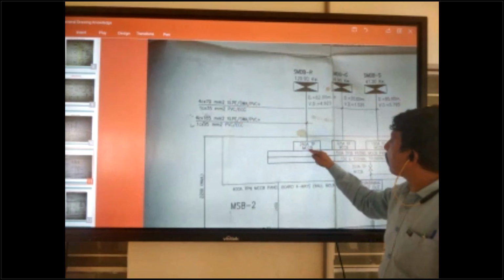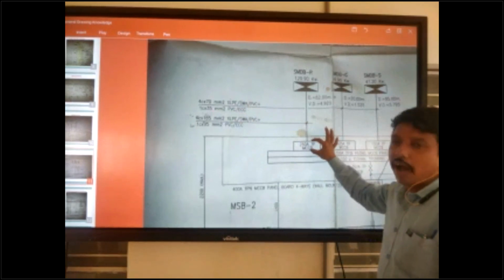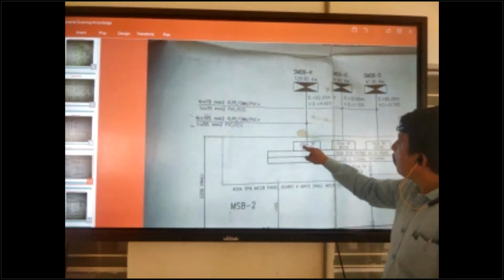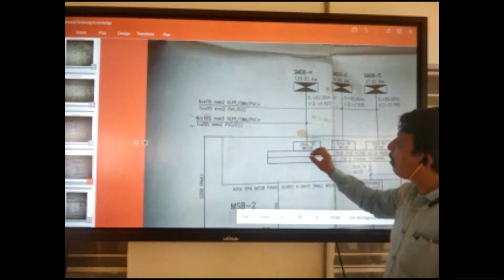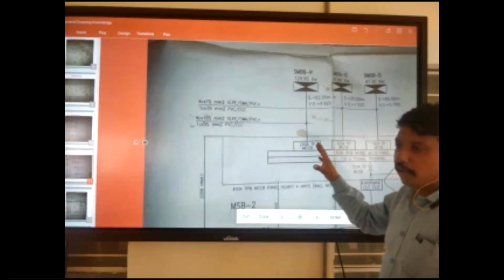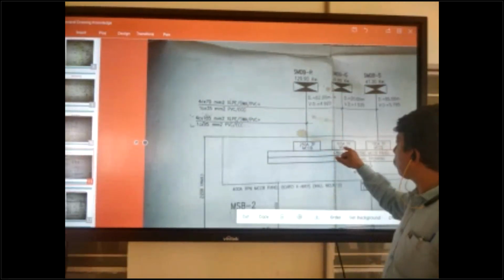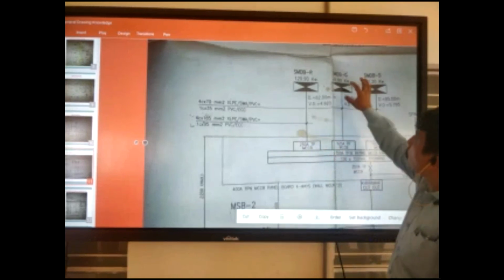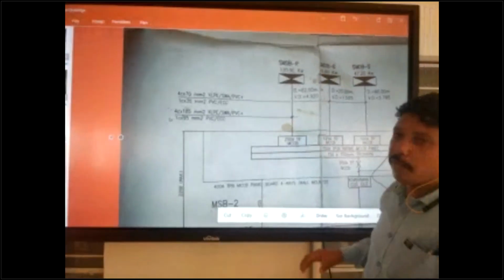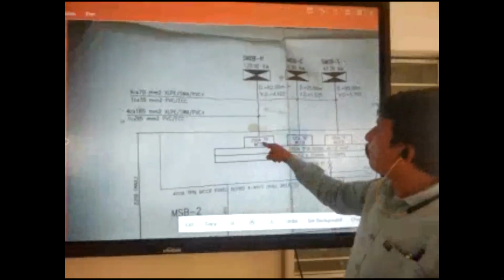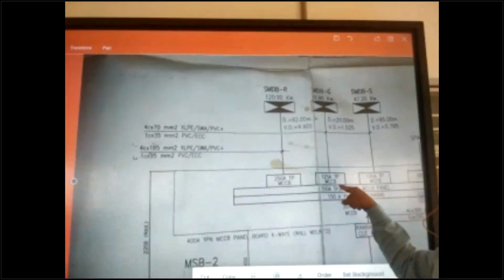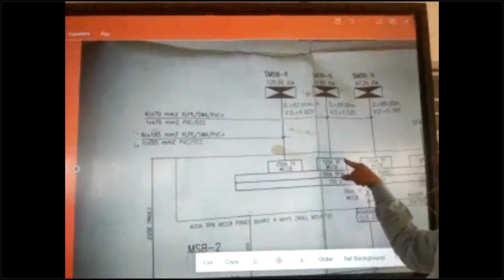And MCCB means moulded case circuit breaker, used for SMDB or MDB. So 250 amps is the rating of the MCCB. How many amperes? This is 250 amps. Another is 125 amps. It depends on the load. If we have more load, we use a big size MCCB. If we have a small load, we use a small size MCCB.